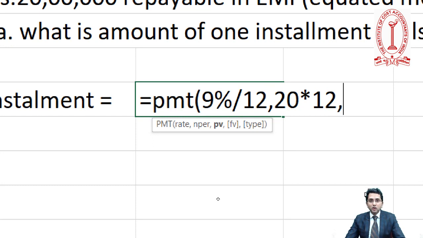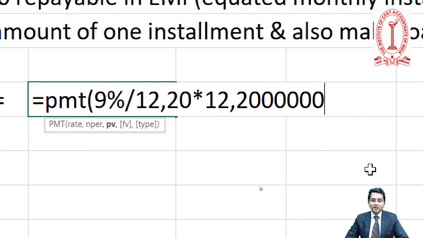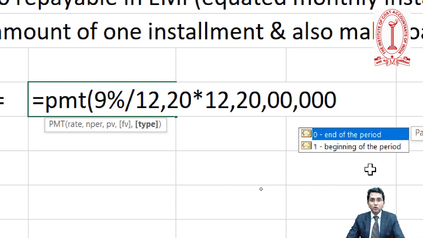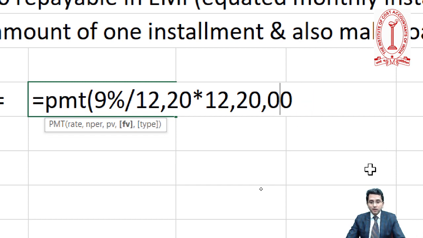PV, present value. So what amount am I getting today? Present means today. I am getting 20 lakh rupees. Be careful when you type 20 lakh rupees, don't type separators. So don't do it like this, 20 comma 00 comma 000. No, no, no. It will go absolutely wrong. Simply 20 lakhs and you are receiving 20 lakhs.